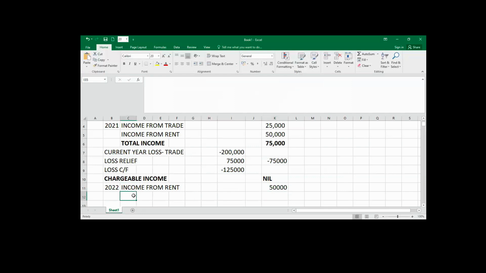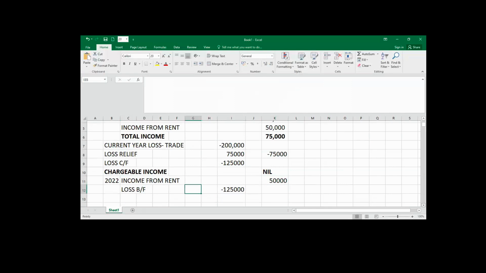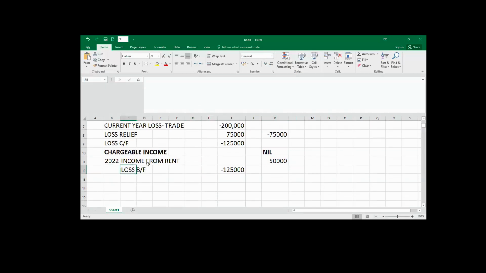So we have what? Loss brought forward. How much? 125,000. We have a loss of 125,000 that we are bringing from 2021. This loss brought forward is from trade, so you have to be very careful. After the first year, you can only relieve it from where? From only that source where that loss is being generated from. No income from trade in 2022.